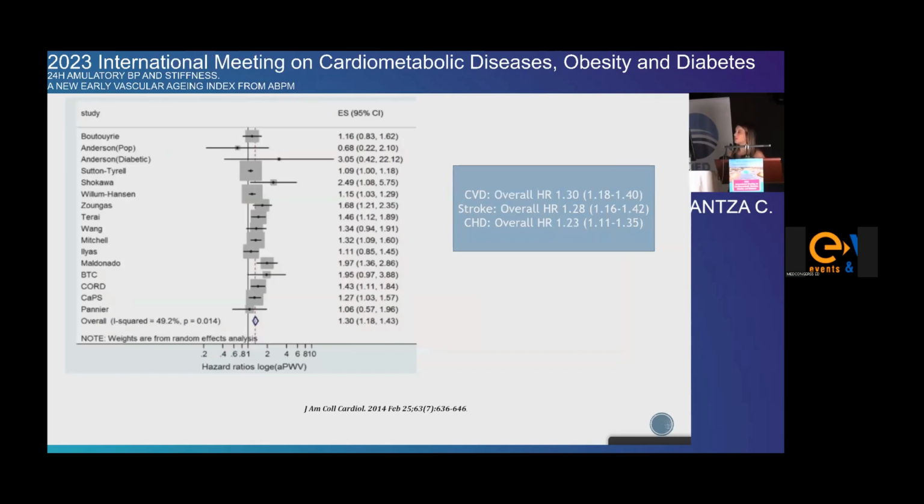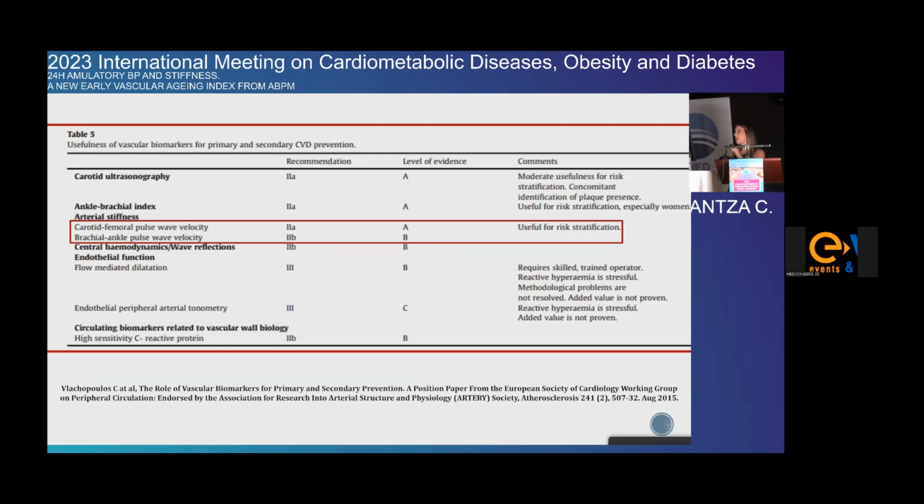Hazard ratio for cardiovascular disease is 1.30, for stroke 1.28, and for coronary heart disease almost 1.23. And all these are statistically significant. So even aortic pulse wave velocity is very important for this region.